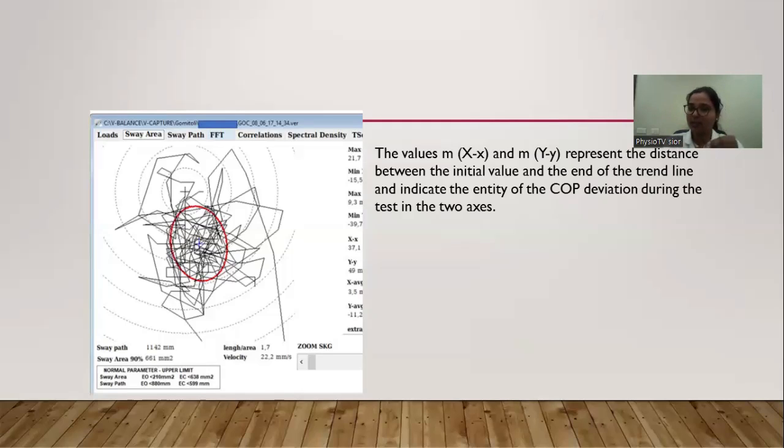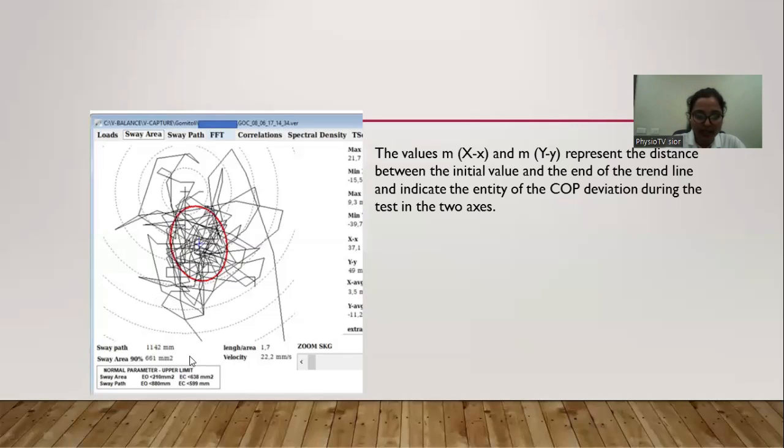So maximum values are being shown, minimum value. So minimum Y is used. X being the average of the value, Y being the average of values of anterior posterior. Okay. So these are being shown in the specific device.